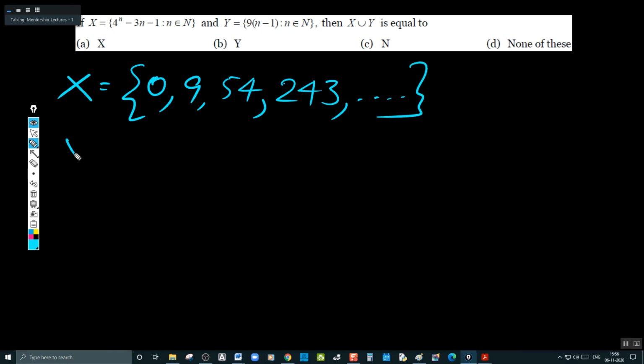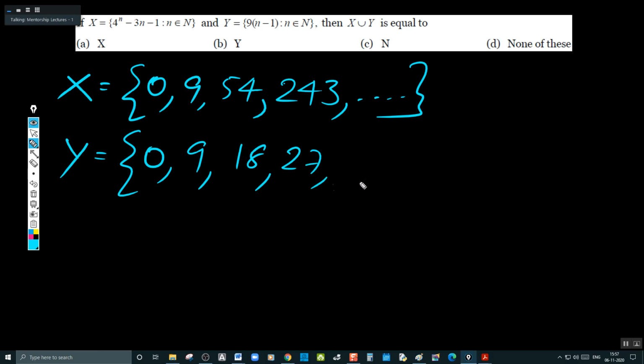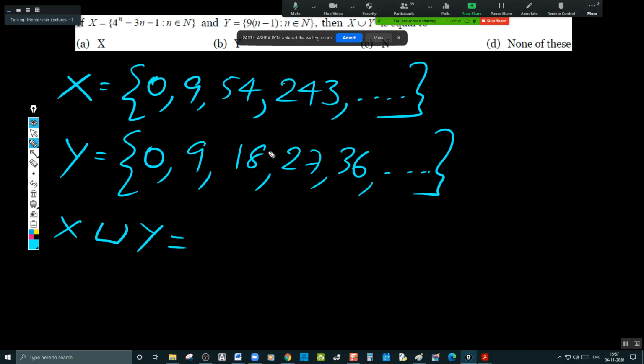Let us write Y now. Put N equal to 1, 0. Put N equal to 2, 9. Put N equal to 3, 18. Put N equal to 4, 27. 36. It's all multiples of 9. Now what is that we need? X union Y.